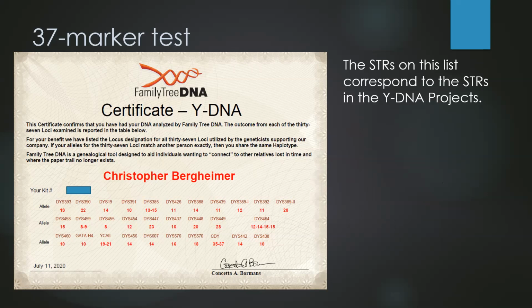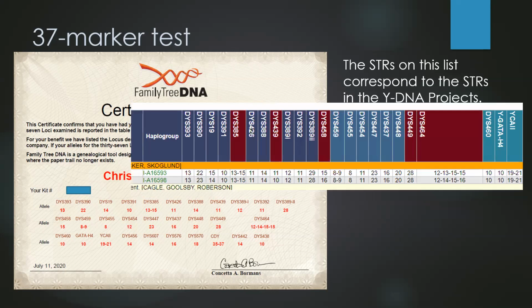The STRs on this list correspond to the STRs in the Y-DNA projects. So this is just a small look at the STR project that my husband is in. But you notice that DYS 393 is the first one in the first row of the certificate, and it's the first column that shows up on screen here. And the second marker is the second column, and the third marker is the third column.